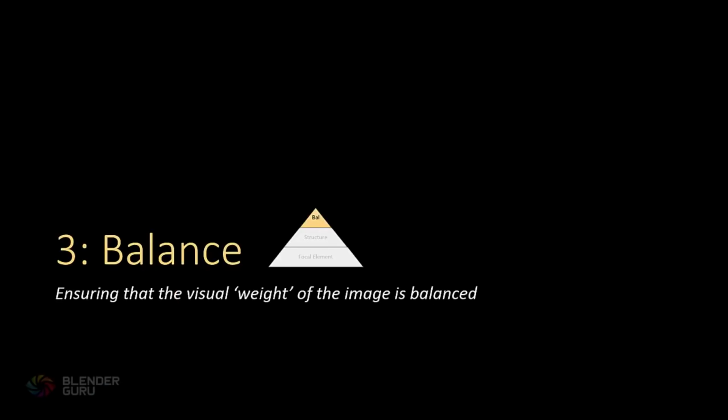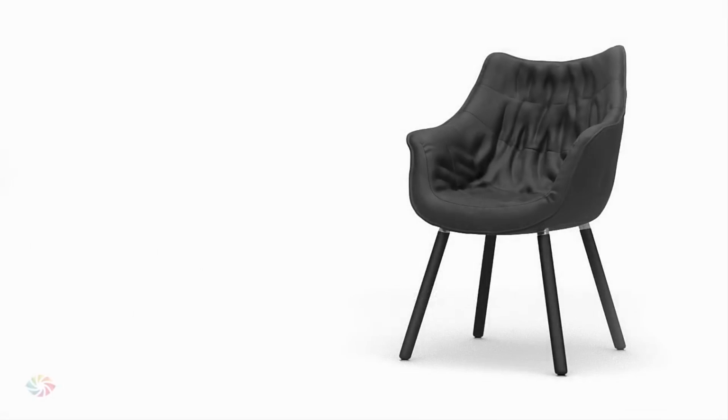Last of all, we'll talk about the balance. The balance of the image is all about ensuring that the visual weight of the image is evenly displaced, making sure that you don't have something that's so heavy on the left-hand side or up top or whatever. So, as an example, this is a very unbalanced scene.